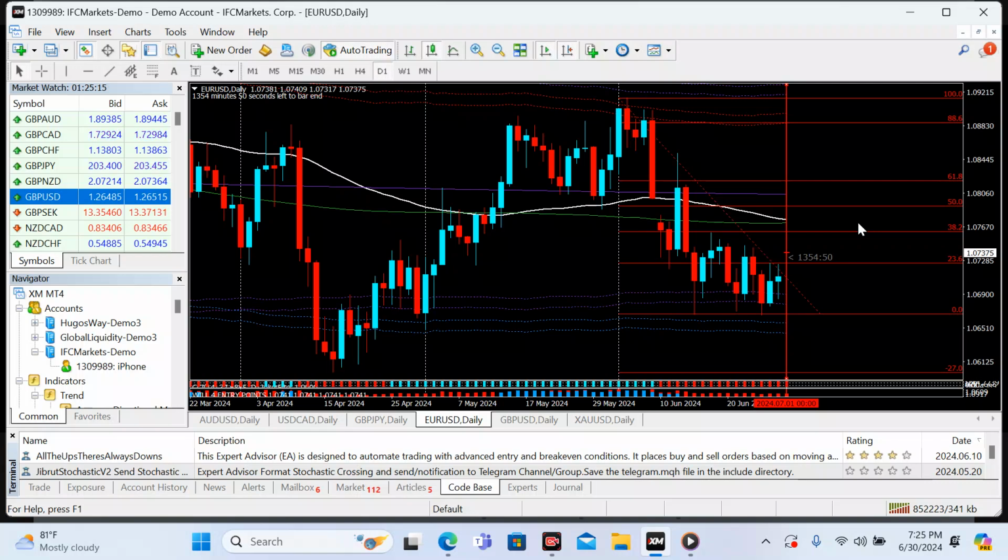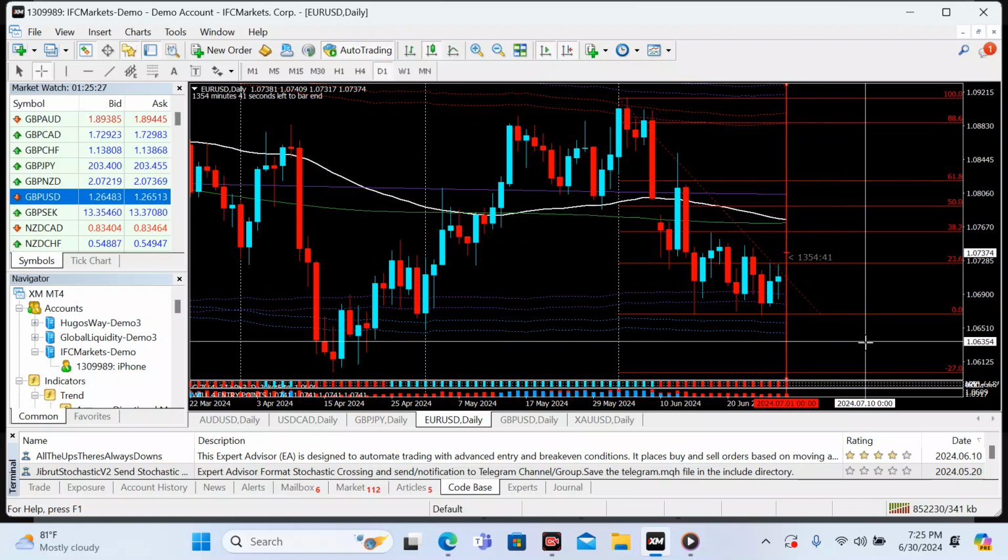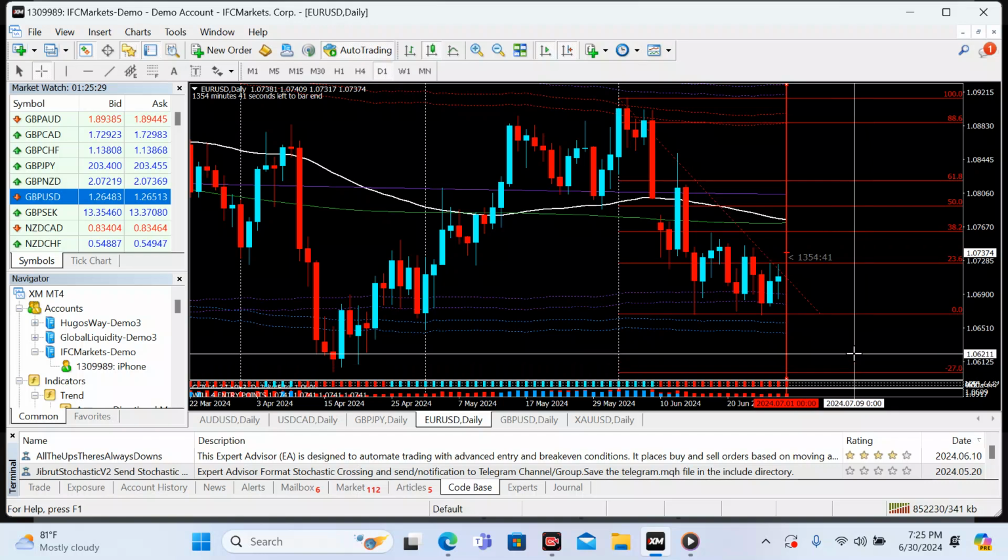So the first rule is it has to hit a Fibonacci level. So look at where price opened. It opened above the 23.6, so I can't trade at all. It's nowhere near the 61. It's nowhere near the 27. It already told me I can't trade.